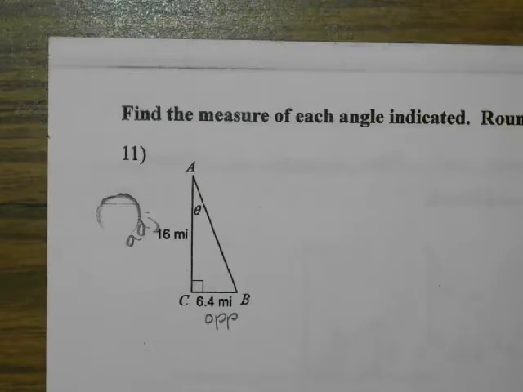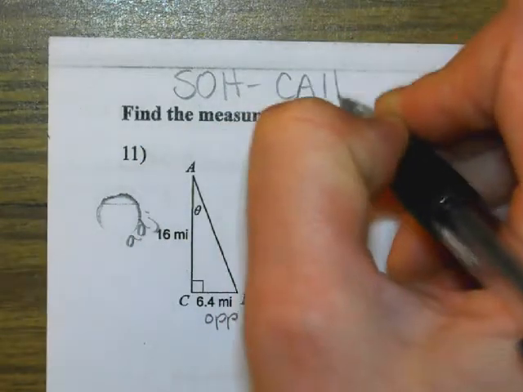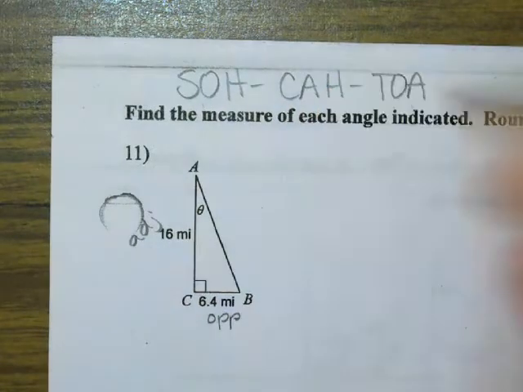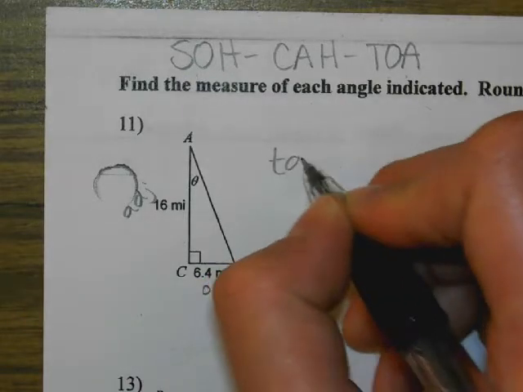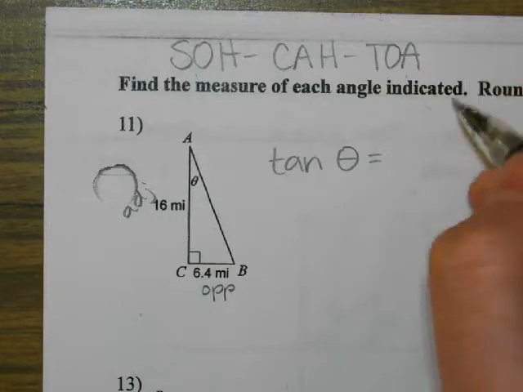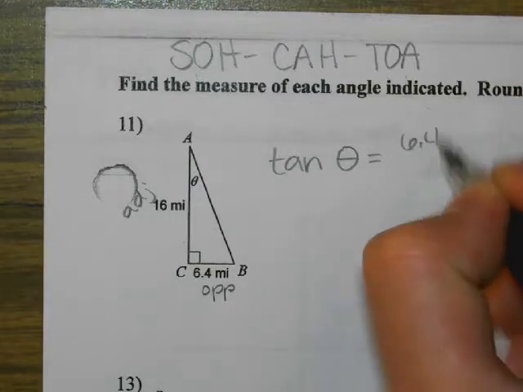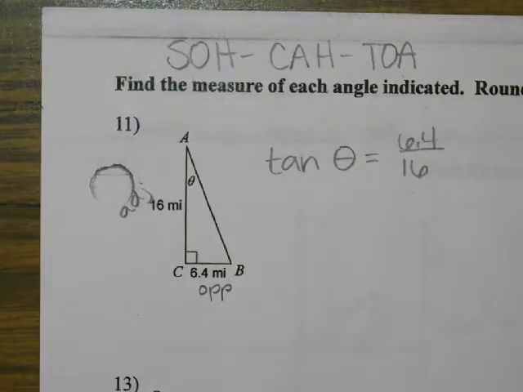So if we remember, we've got SOHCAHTOA. Opposite and adjacent is which trig ratio? Tan. TOA, it's tan. So we got tan of the angle equals opposite over adjacent. So we are solving for theta. What is in the way of theta being alone?